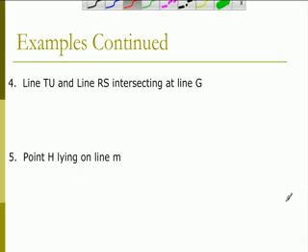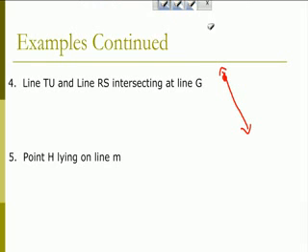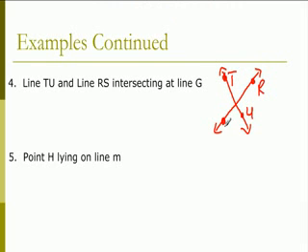Line TU and line RS intersect at point G. Oh my goodness. So we have one line. Whoops, that should be a capital. That was my fault. T, U, and then we have RS, and they intersect right here at point G. So that's how you would draw that.